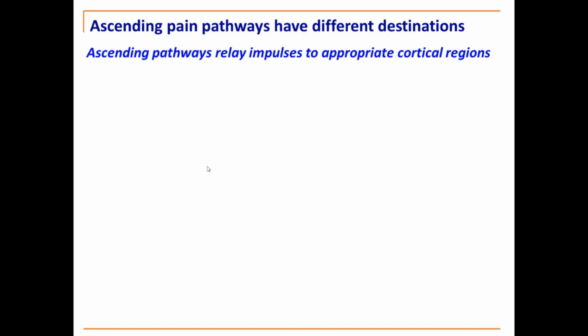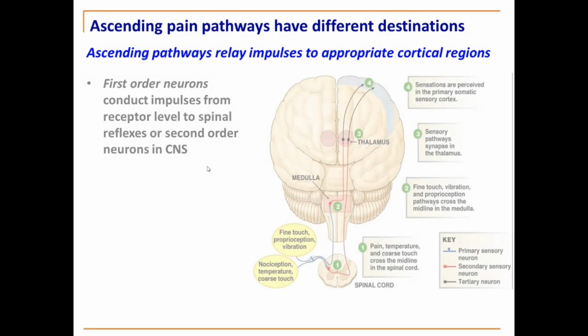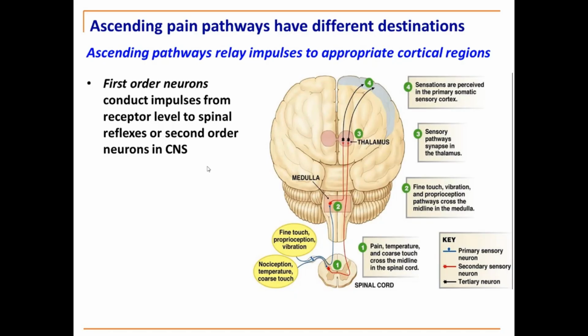So the ascending pathways relay impulses to the appropriate cortical region. We're going into a little bit more detail again, because I've just explained how the signal is transferred to the brain through a chain of neurons. So we've got that first order neuron, the second order neuron, and the third order neuron. If we're looking at this, we've got fine touch, proprioception, vibration. We've got nociception, so pain, temperature, and our coarse touch. We've got all those different signals coming up through different tracts that we've already talked about.